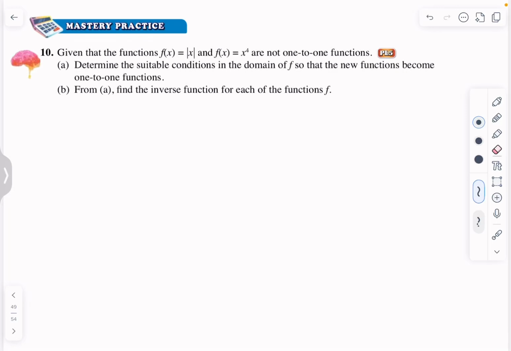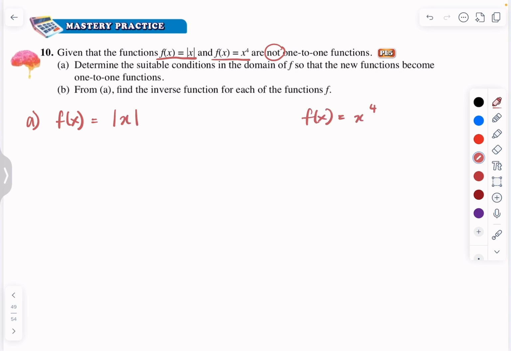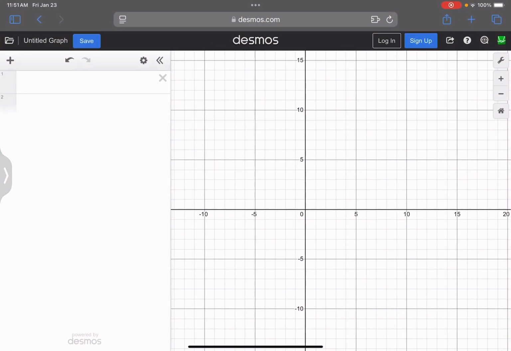Question 10. Given that the functions f(x) = |x| and f(x) = x^4 are not one-to-one functions. Okay, so let's actually look at what these graphs look like. Let's sketch a modulus x graph and an x power 4 graph. Okay, so you can look at this website, desmos.com.